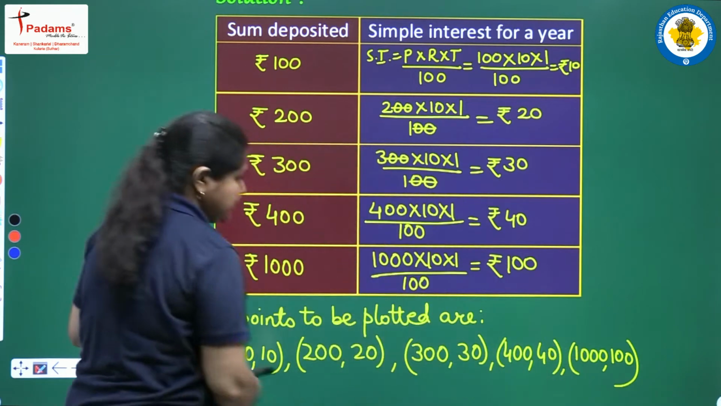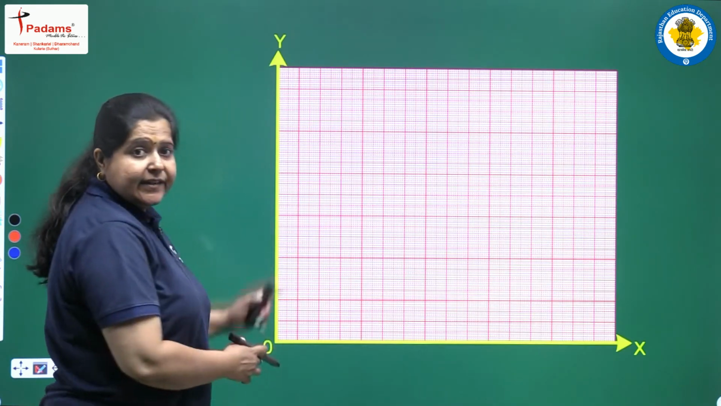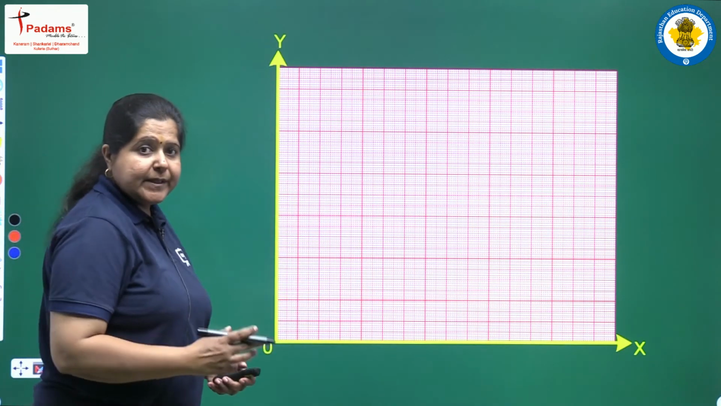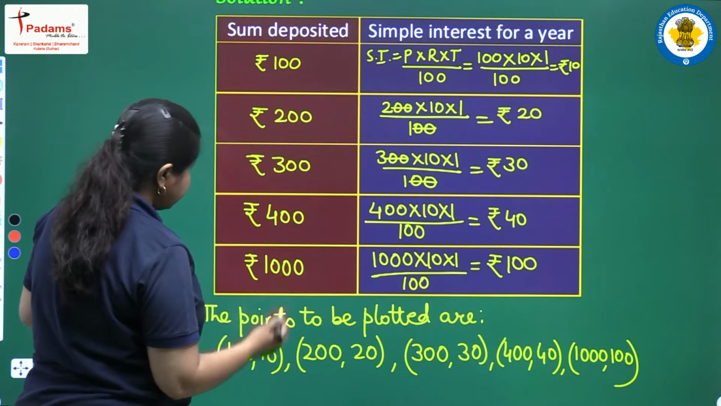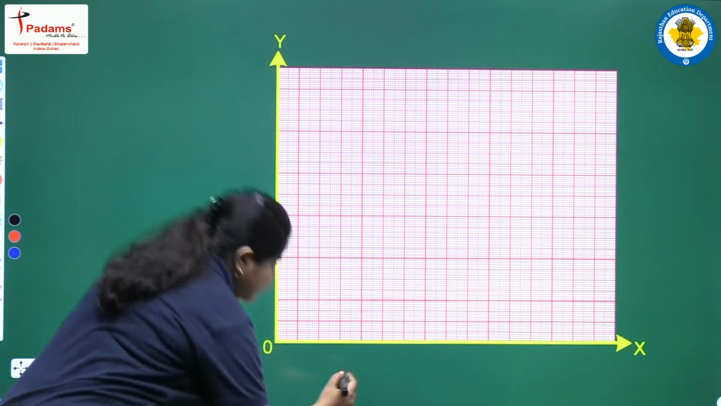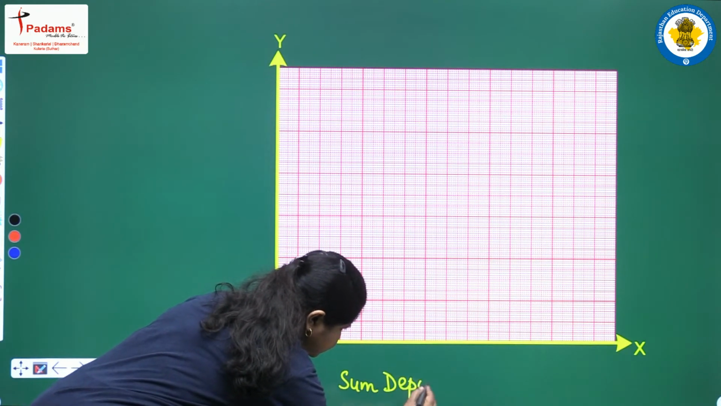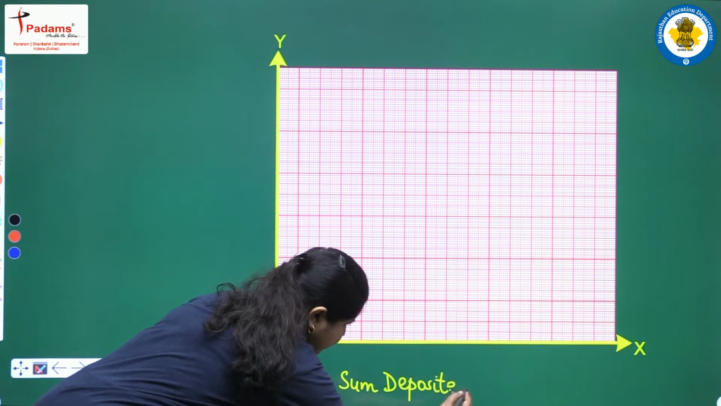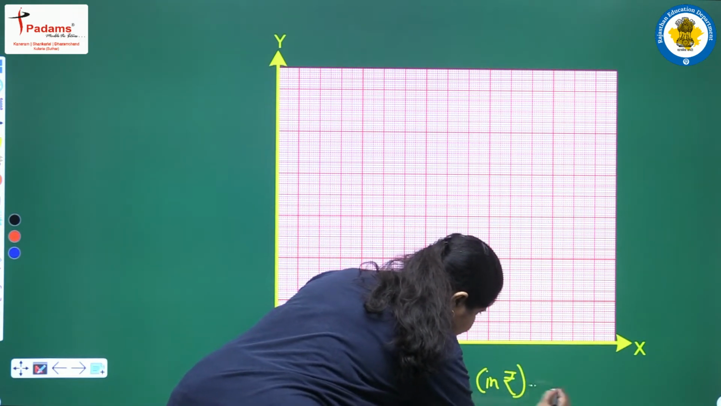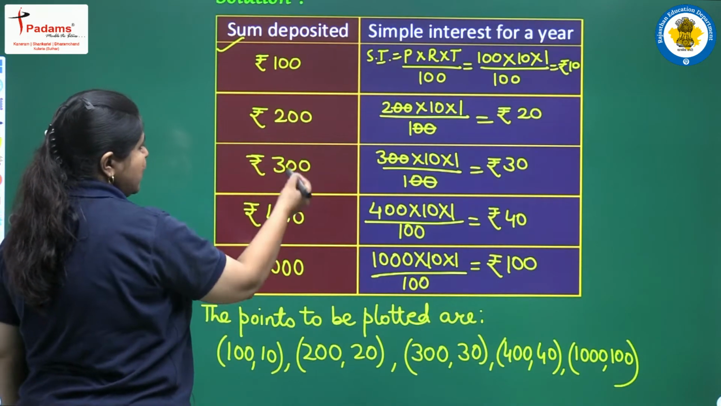तो अब हम इन पॉइंट्स को ग्राफ पर प्लॉट करेंगे. Here we take the graph paper. Here we have already marked the x-axis and the y-axis. Now we will be taking these values. On the x-axis we will be taking the sum deposited. We write here sum deposited. Again it's in rupees. Along the x-axis we are taking it and now we have 100, 200, 300.